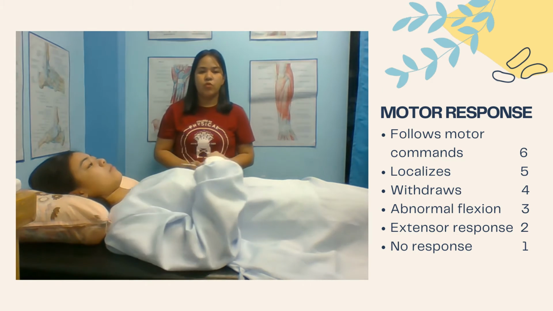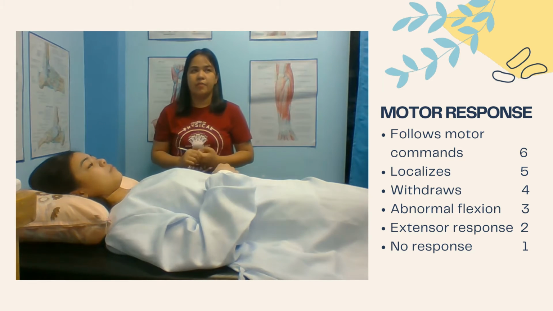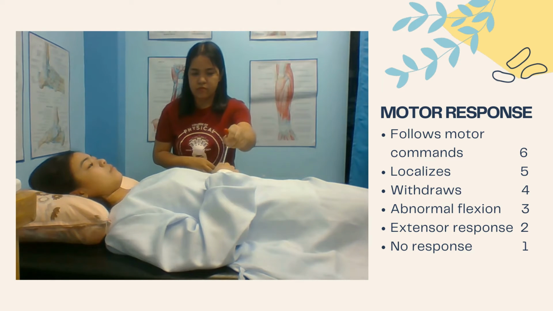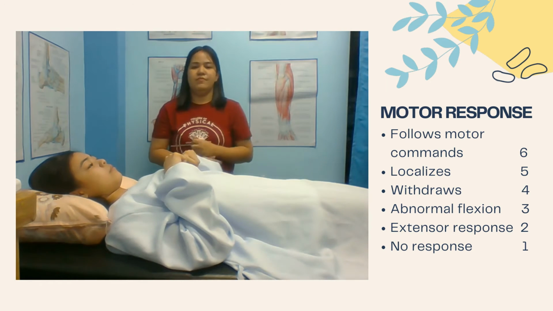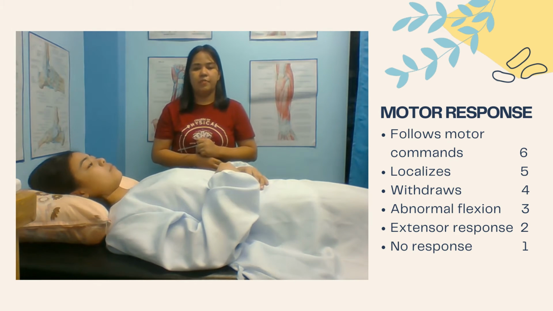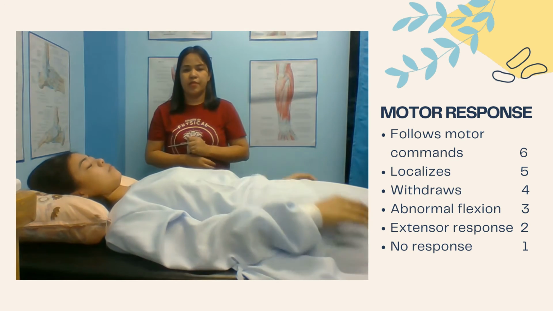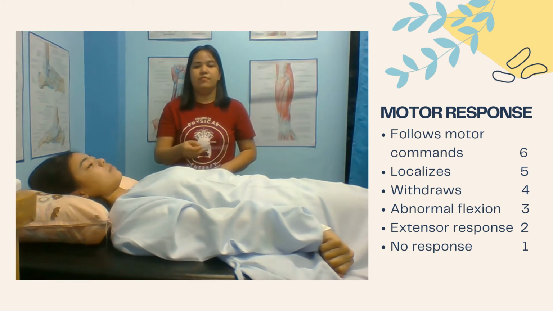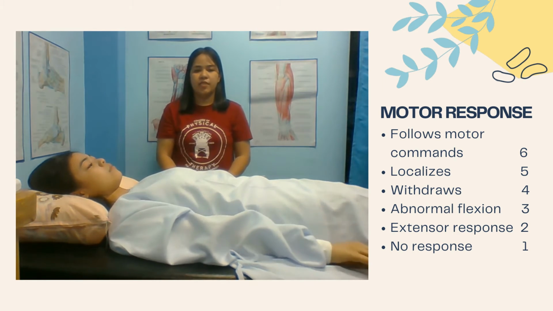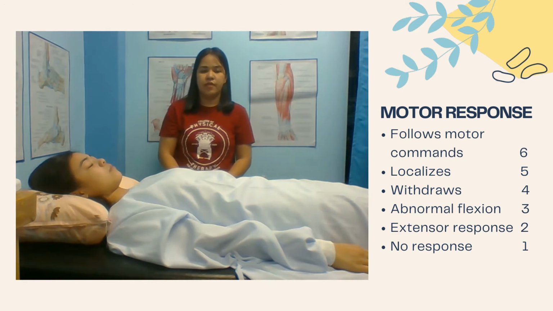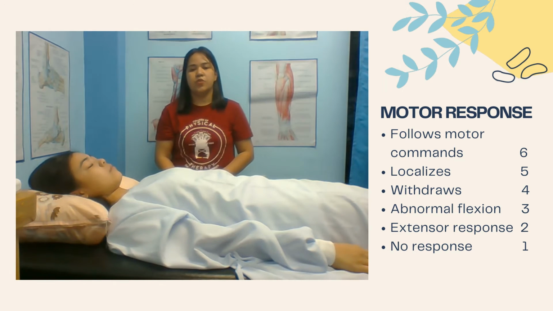If the patient shows abnormal flexion to painful stimuli, or decorticate posture, the score is 3. If the patient presents extension to painful stimuli, or decerebrate posture, the score is 2. If the patient does not present any motor response or reaction, even to painful stimulus, the score is 1.